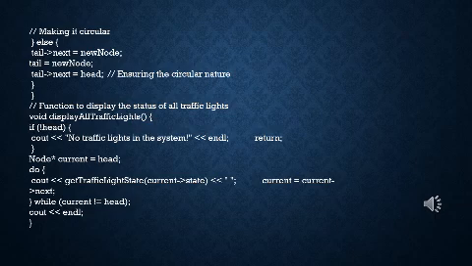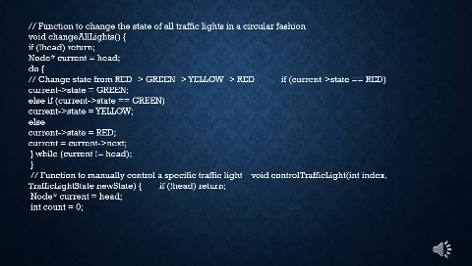Function to change the state of all traffic lights in a circular fashion. If the list is empty, exit the function. Declare a pointer current and initialize it to the head node. Start a do-while loop to traverse the circular linked list. Change state from red to green, green to yellow and yellow to red. If the current node state is red, then it will change into green. If the current node state is green, then it will change into yellow. Then yellow will change into red. Move to the next node in the list. Continue the loop until we return to the head node.